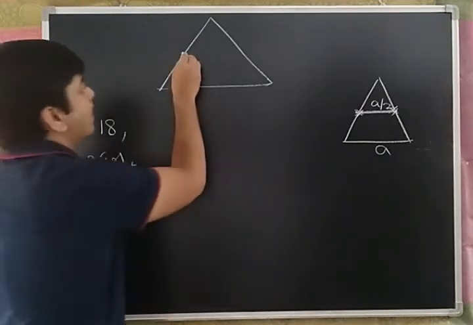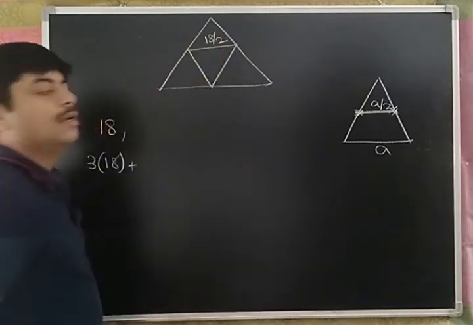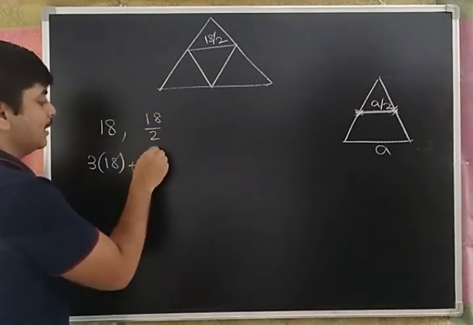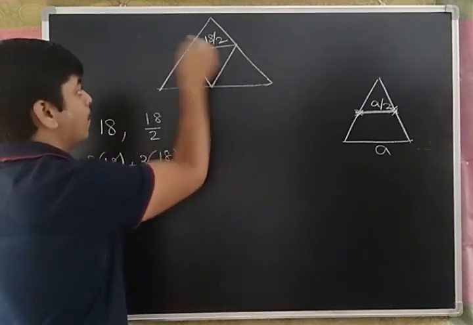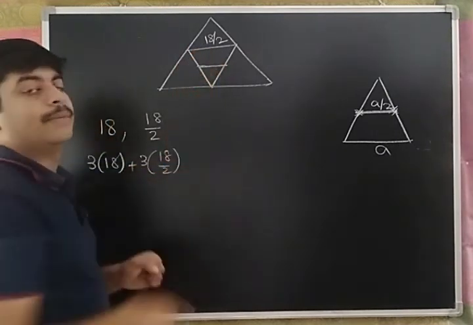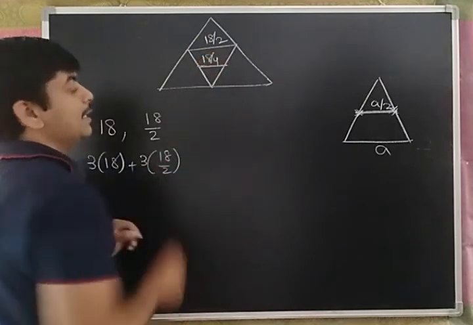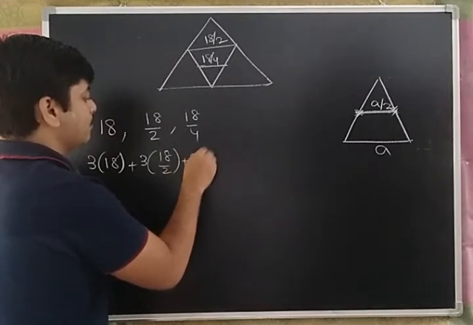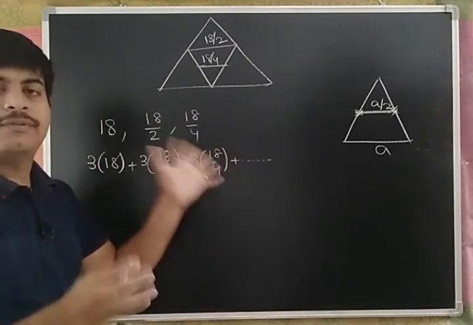Plus, now we go to one triangle inside whose side length is 18 by 2. So the perimeter of that will be 3 times 18 by 2. Correct? Next, we form one more triangle inside joining the midpoints, whose side length is half of 18 by 2. As much as you go inside, it will be half of that, so this length will be 18 by 4. So what is the perimeter of that? The side is 18 by 4, so the perimeter is plus 3 times 18 by 4, and so on till infinitum. Up to where we can go, we are going in that way.